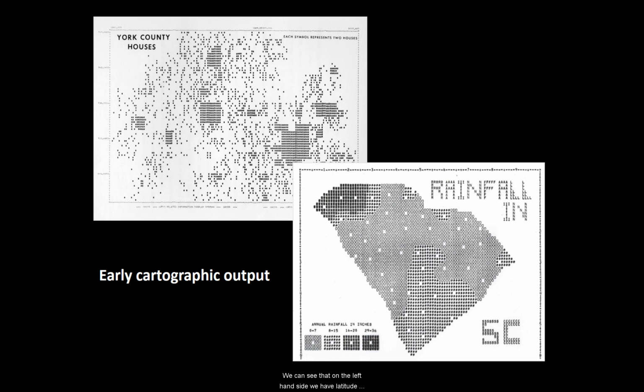We can see that on the left-hand side, we have latitude. On the bottom, we have longitude. And we have individual points that are representing features such as houses. We can also see in the bottom right-hand corner, using zeros, annual rainfall in inches. Again, this is just an example of early types of maps.